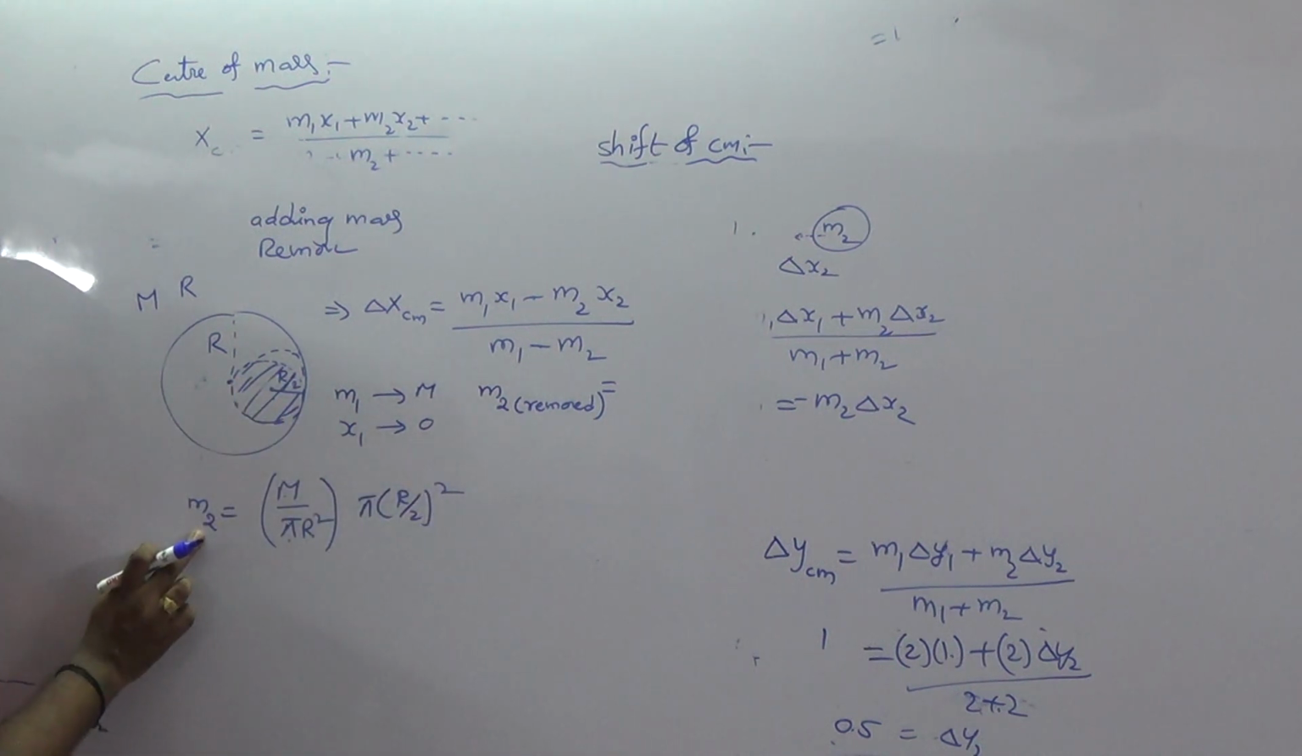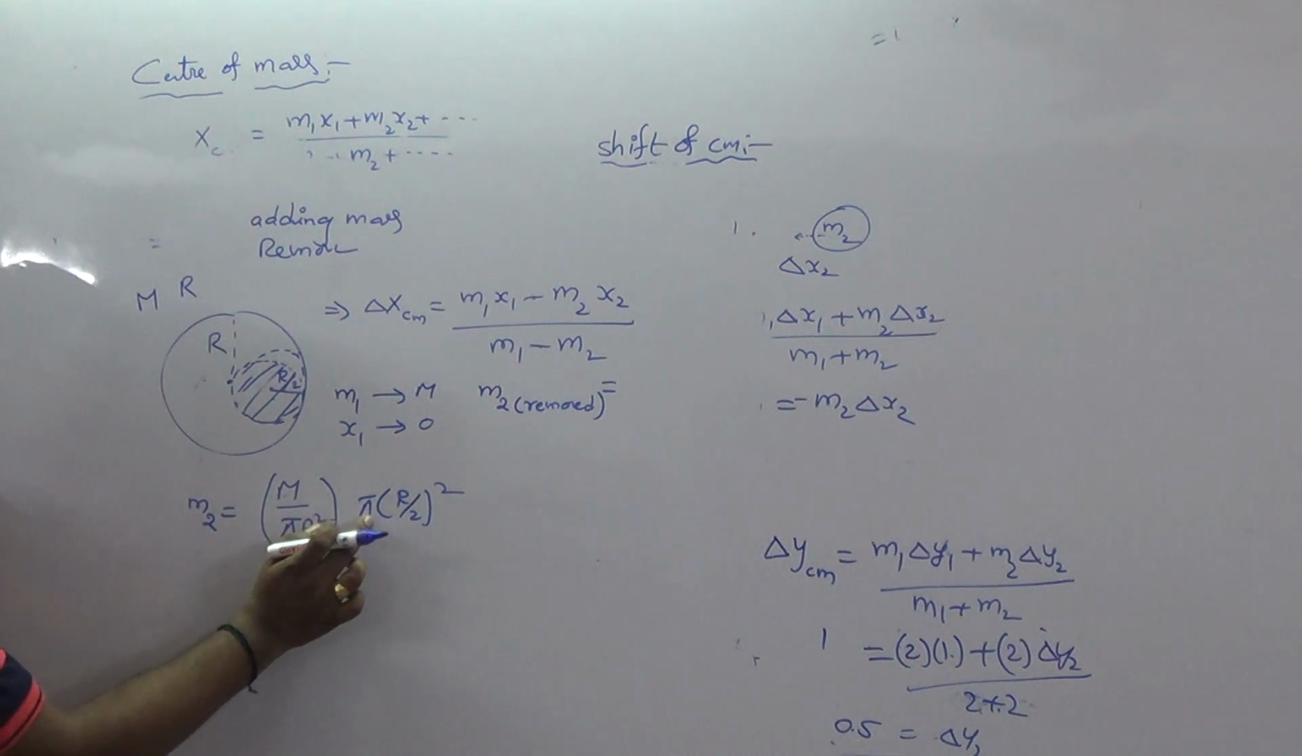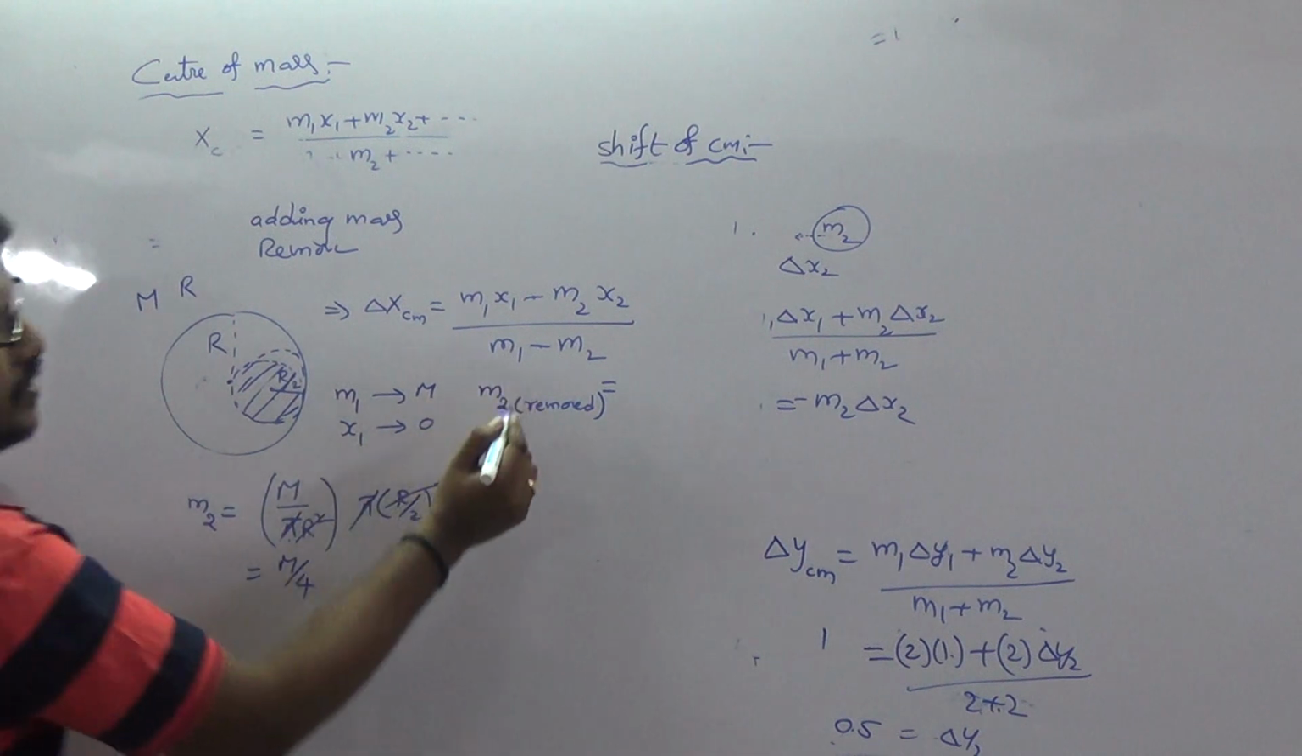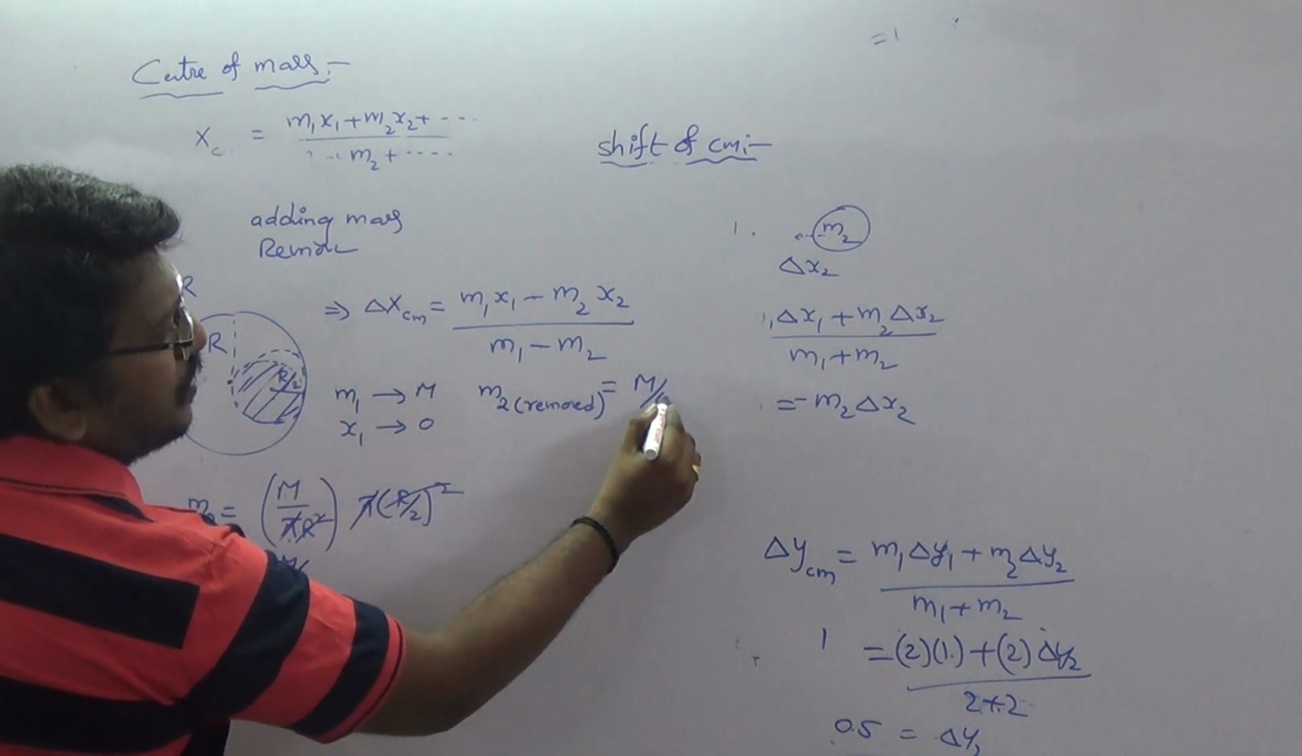So m2 equals m by pi r square into pi r by 2. Here m cancels, r square cancels, 2 square is 4. That equals m by 4. Substitute here: m2 equals m by 4.